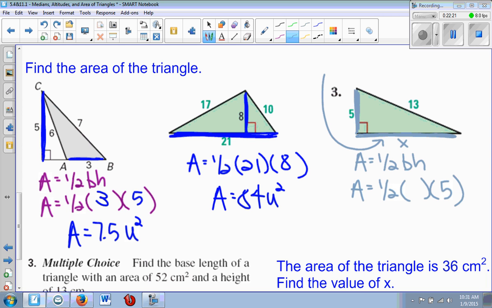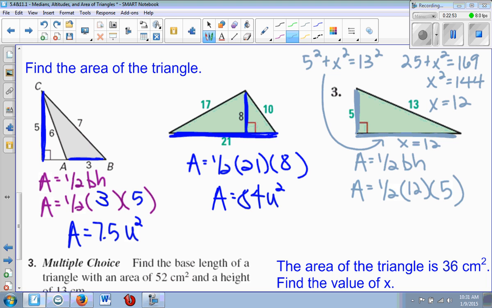So I'm going to label that as an x, and we're going to do 5 squared plus x squared equals 13 squared. If you square those out, 25 plus x squared equals 169. If you subtract, x squared equals 144. And then in order to undo the x squared, we would square root, and I get a value of 12. So this length down here is 12, and that's the length that I would use in my formula.